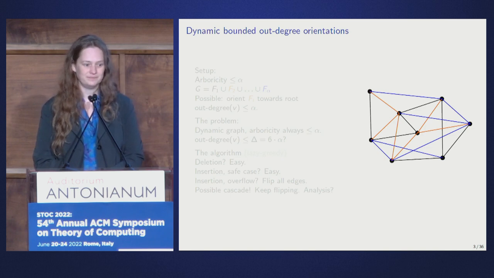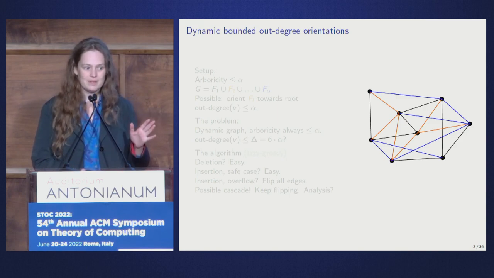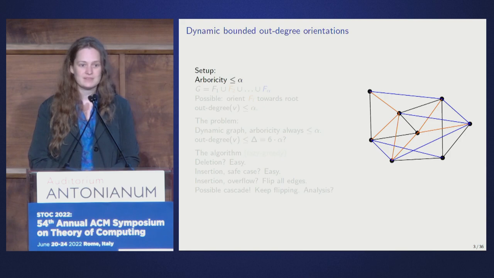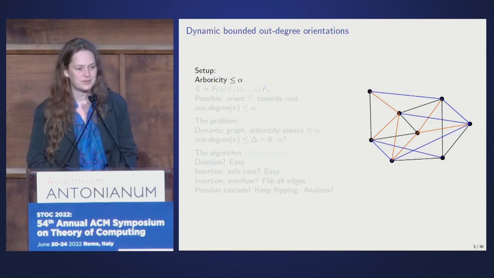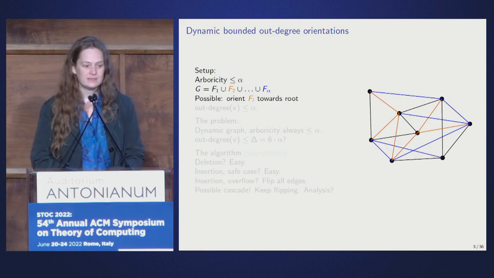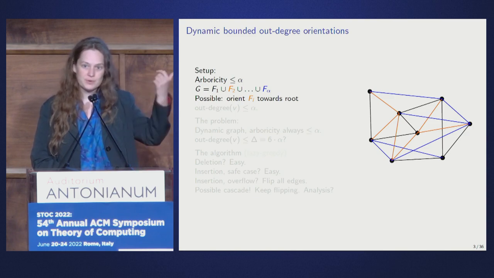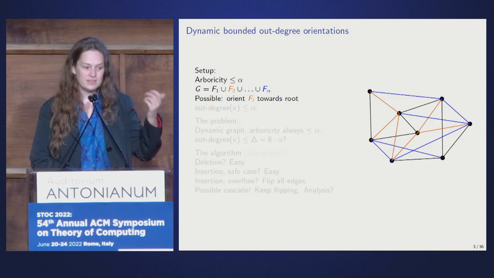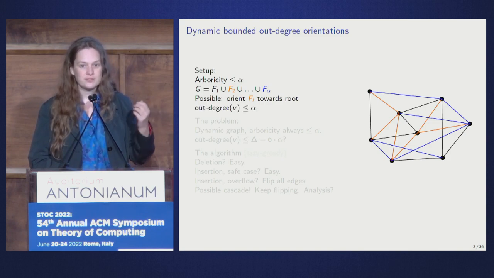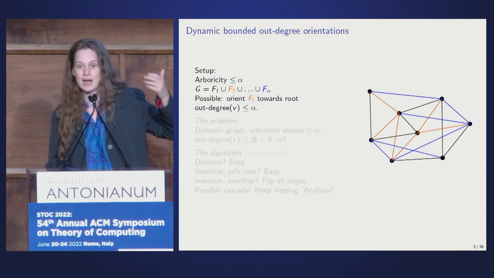Okay, so what's the problem I want to talk about first? It's a dynamic problem, but it takes place in a bounded arboricity graph. Assume your graph has bounded arboricity, meaning that if it has arboricity alpha, the edges can be covered by alpha many forests. I tried to draw them in orange and blue in this picture. And in this situation where you've got a forest, you can always orient the forest towards a root. You can do it on each of these alpha many forests if you have bounded arboricity. So you can make sure that every vertex has out-degree, as in how many out edges you have, less than alpha.